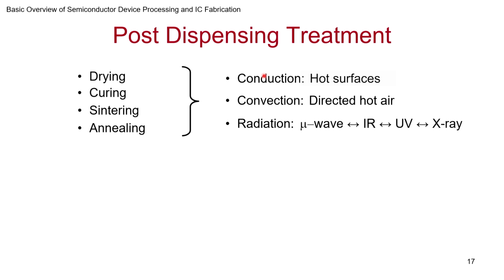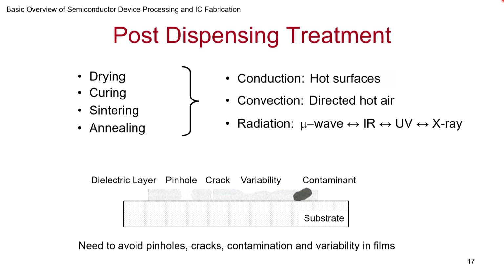You can have microwaves to just heat the liquid that you want, or infrared or ultraviolet. Sometimes even X-rays could be used. So radiation could also be used for achieving this drying, curing, sintering, and or annealing, whatever you need to get the appropriate property. Now, once it is dispensed, the final thin film could have various defects.